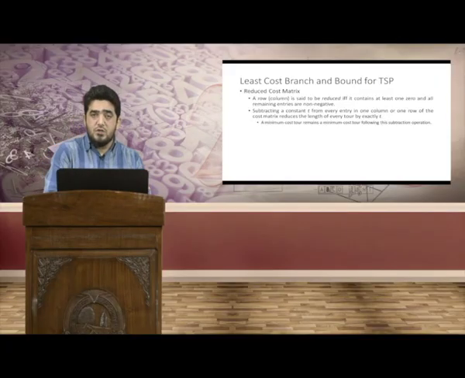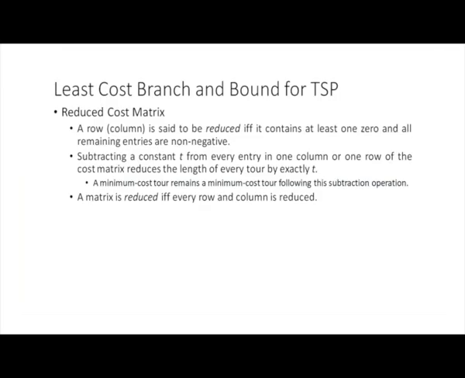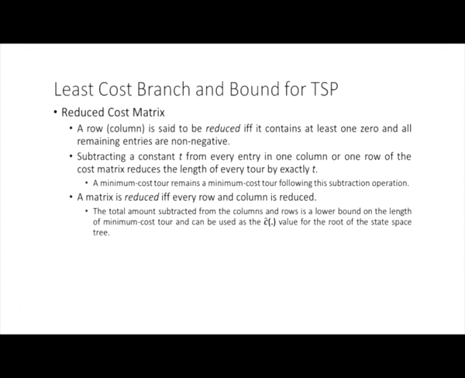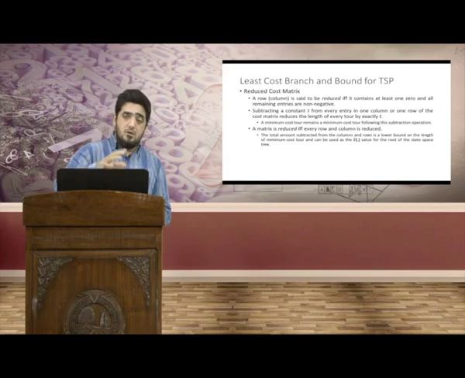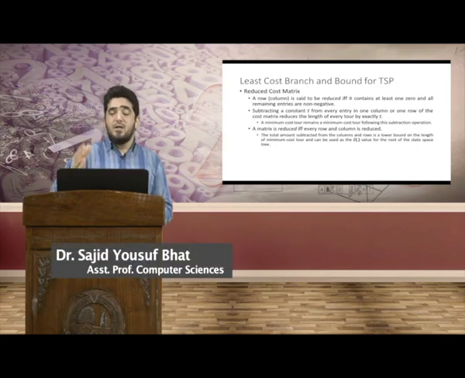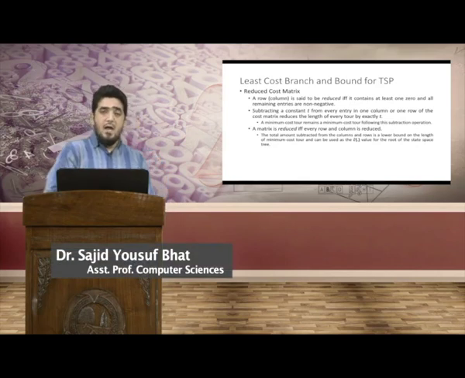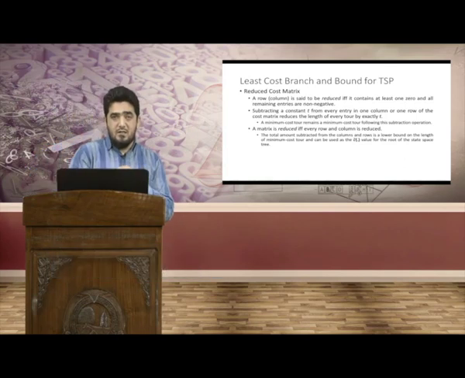So we have seen how we reduce a row or a column. Overall, we can say a matrix has been reduced if and only if every row and column is reduced. What that means is every row and every column must include at least one 0 and all other values have to be non-negative. Now, let's suppose we are given a starting cost matrix and we want to reduce it. We'll apply row reduction and column reduction repeatedly, depending upon our requirement, so that every row and every column has a 0 included. And we'll keep a record of the amount that we subtracted from the rows and the columns.